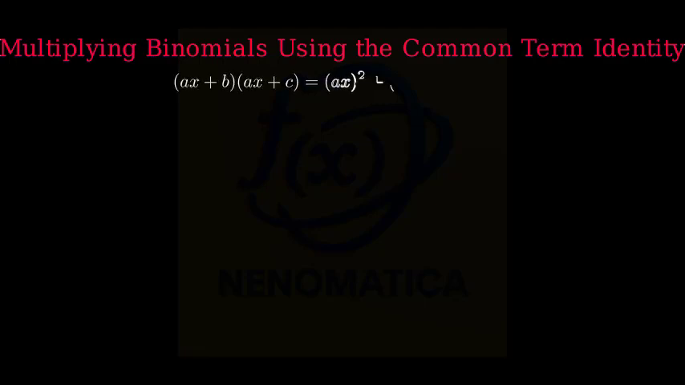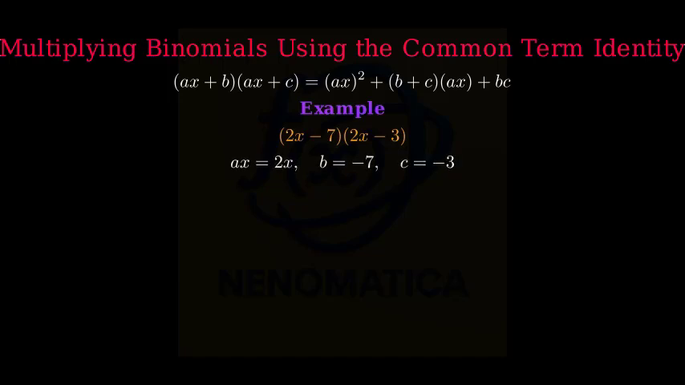The formula is, if we have a product of two binomials, ax plus b times ax plus c, this equals ax squared plus the quantity b plus c times ax plus bc. Let's solve our first example. Here we have the expression 2x minus 7 times 2x minus 3. Let's identify the parts to use with our identity.